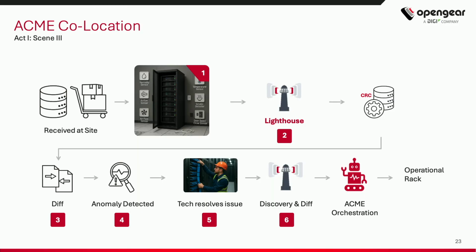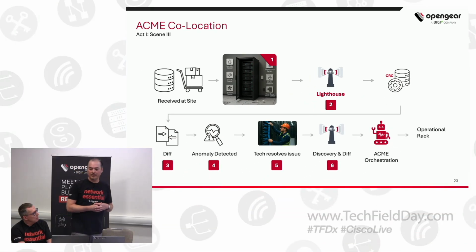So for this scene, this is just a quick, okay, we received it at site. We sent it out to Utah, and now the actual folks on site are going to unbox the rack, install it, cable it, and power it up. Then what'll happen is the whole rack will go through the same process, minus the ZTP of the router, obviously, because all that stuff's configured. But the OM will call home to Lighthouse. It'll check itself against the CRC and say everything's okay or everything's not okay, and run a diff to see if there are missing devices or whatnot.